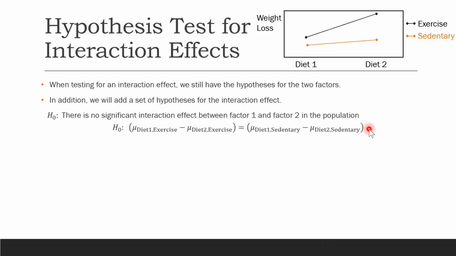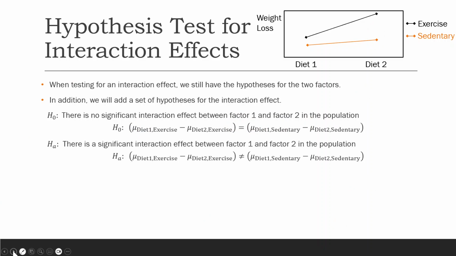Now I know that the interaction plot is about sample data, but this is the way to do it. So mu sub diet 1 sedentary, which is here, minus mu diet 2 sedentary. If it were parallel, it would be up here. That subtraction would be equal. So this is a way of saying there is no interaction. The lines would be parallel. That's my null hypothesis. My alternative hypothesis is that there is a significant interaction effect between factor 1 and factor 2 in the population, and I can write my alternative hypothesis this way.